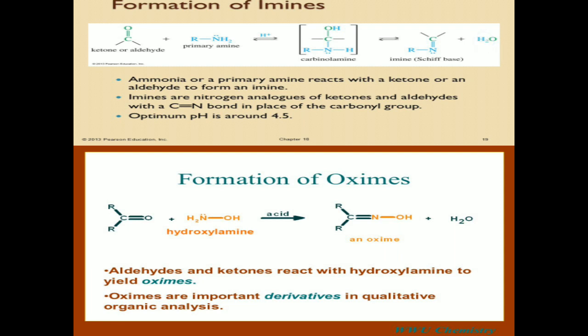This is called imine. C double bond N is called the imine group. So when a primary amine like methylamine, ethylamine, propylamine reacts with aldehyde or ketone, it produces imine, C double bond N, which is also called the Schiff's base.